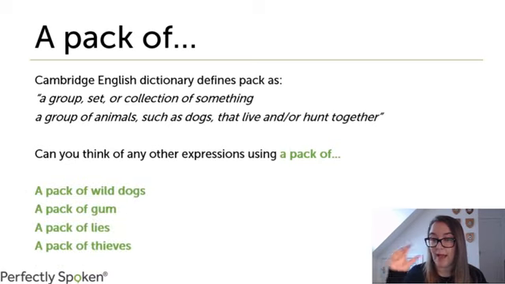Well, a pack of wild dogs, a pack of gum, a pack of lies, a pack of thieves. These are some very common collocations with the collective noun pack. Hopefully you thought of some of those. Okay, let's try another slide again, 3 images. And again, I'm asking you, what's the collective noun that connects these pictures?